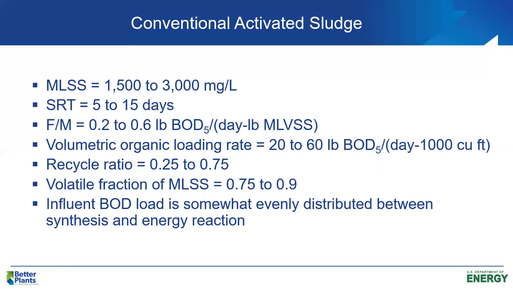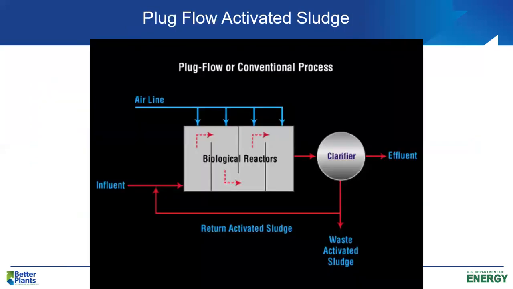Now, since we're operating at a more moderate or medium sludge age, the biomass is a little more oxidized. The MLVSS to MLSS ratio will be about 75 to 90%. And so with conventional activated sludge, we're channeling the BOD load fairly evenly between the synthesis reaction and the energy reaction. So we'll produce a moderate amount of waste activated sludge, and we'll have a moderate oxygen demand in the process. Probably the most common type of conventional process is the plug flow activated sludge process.